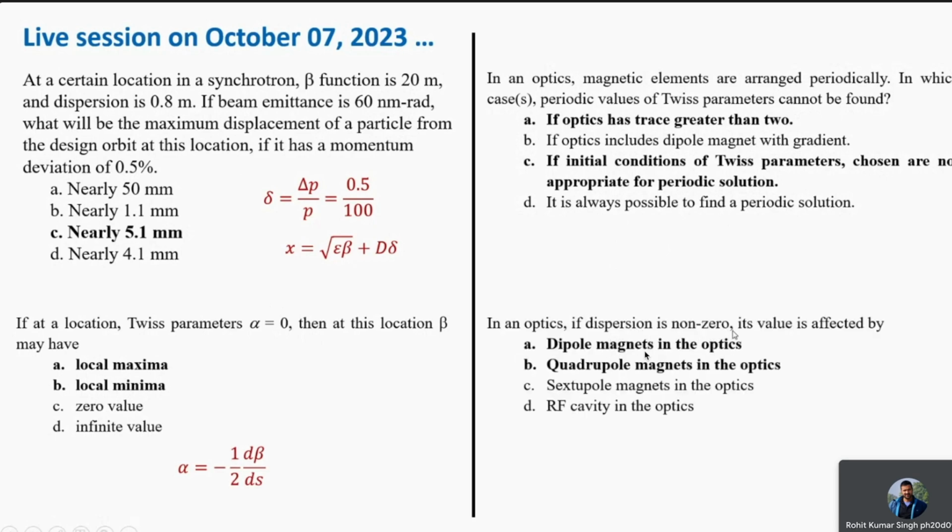In an optics, if dispersion is non-zero, its value is affected by what? Definitely the dipole magnet also affects the dispersion, because the dipole magnet itself generates the dispersion. And the quadrupole magnet definitely affects the dispersion, because as the beam goes through the quadrupole magnet, it focuses. Focusing means dispersion becomes smaller after the focusing. So quadrupole magnets also affect the dispersion. In fact, quadrupole magnets are used to obtain particular values of dispersion at certain locations.